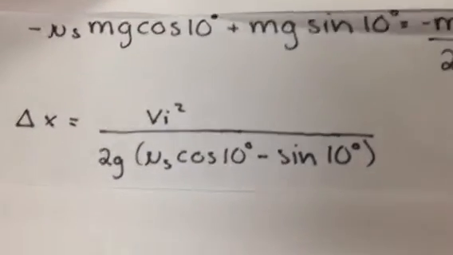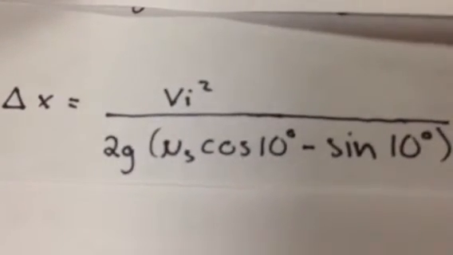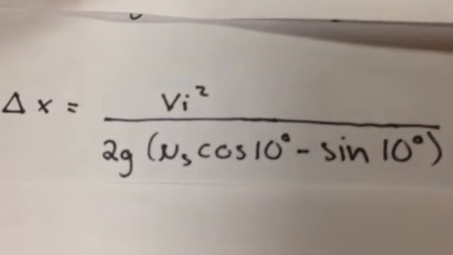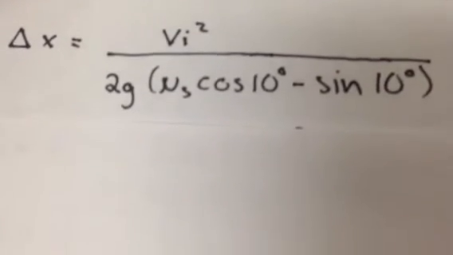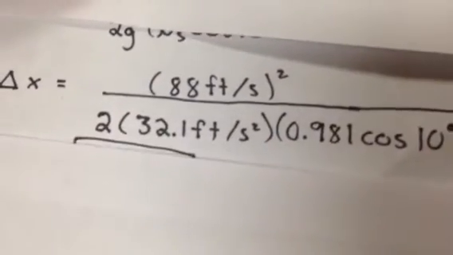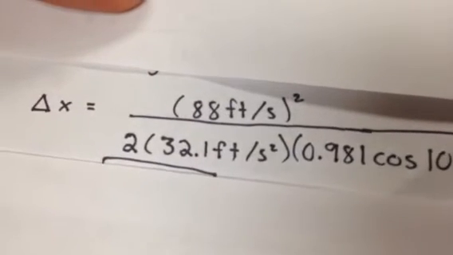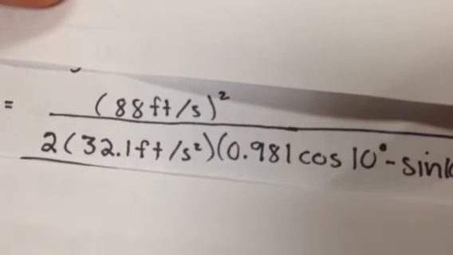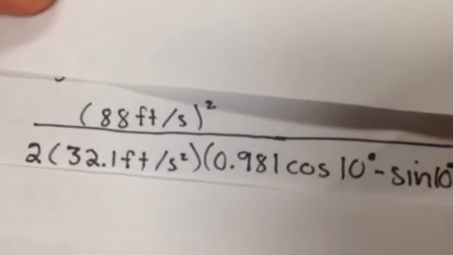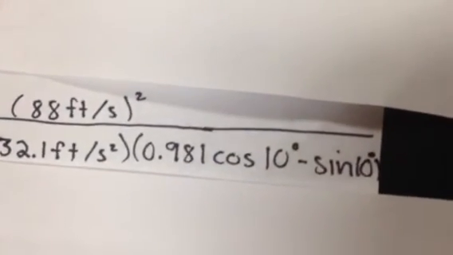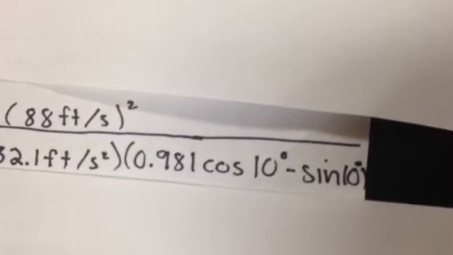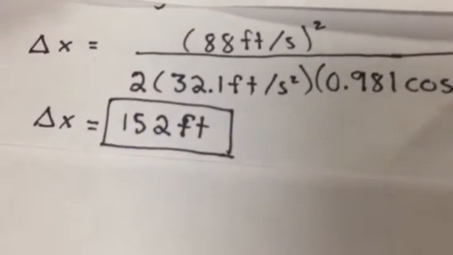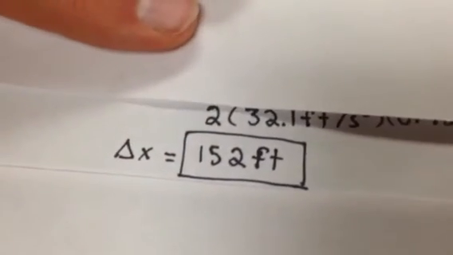And we get delta x is equal to v initial squared over 2g times mu s cosine 10 degrees minus sine 10 degrees. Plugging in the values, we get delta x is equal to 88 feet per second squared over 2 times 32.1 feet per second squared times 0.981 cosine 10 degrees minus sine 10 degrees. Solving for delta x, we come to find that delta x equals 152 feet.